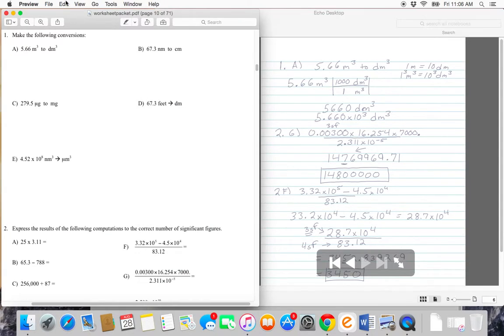So I'm going to be looking at math, review, and problem solving section 4 in the worksheet packet PDF. This will be page 143. I'm going to do a problem from the conversion part, number 1, and a problem from expressing the results of the computation to the correct number of significant figures. So let's look at 1A. Very good problem.